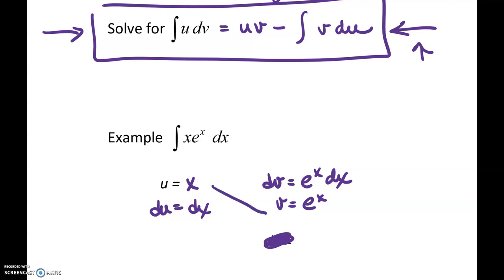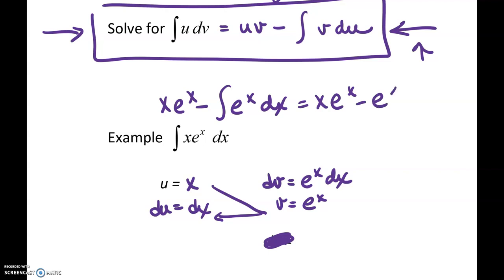uv is x e to the x minus, that's a big minus sign, the integral of v du, so the integral of e to the x dx, and our answer is x e to the x minus e to the x plus c. And if you don't believe me or you want to see how this works, you can always take the derivative of your answer and see that it gives you x e to the x.